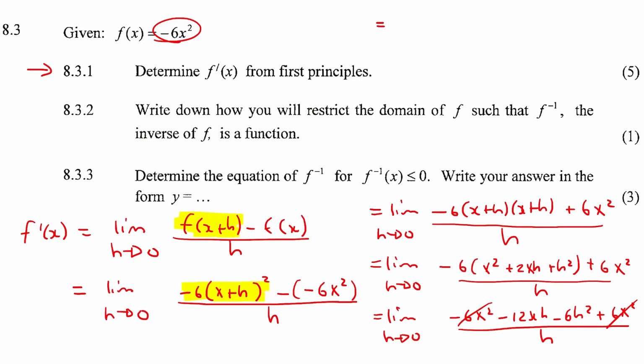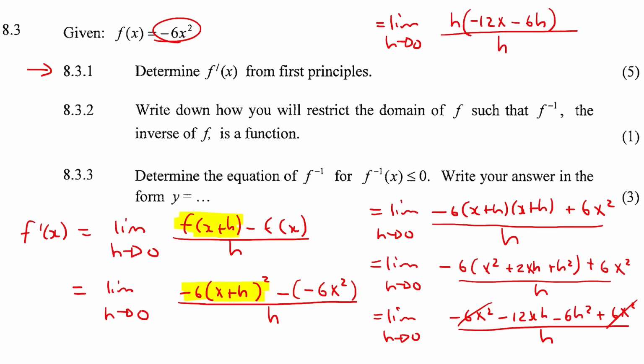Okay, and so now we keep going. Limit h goes to 0. Now, what I always tell learners to do here, even if you can take more of a common factor out, just take the h out. Just take the h out when you're doing these first principle questions. So you're going to be left with -12x minus 6h, and that's all over h.